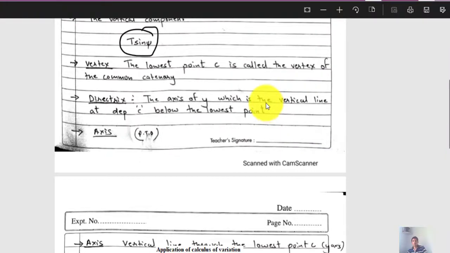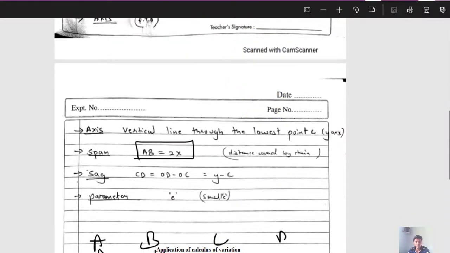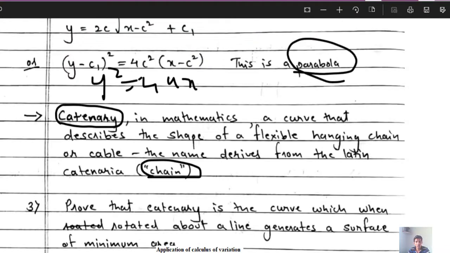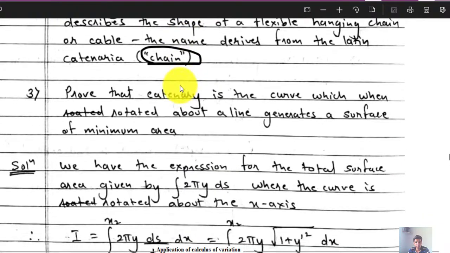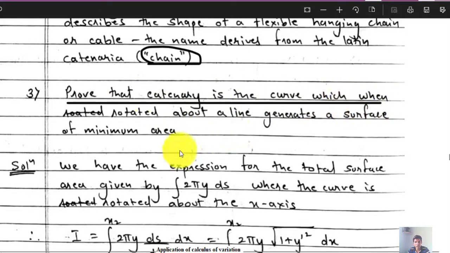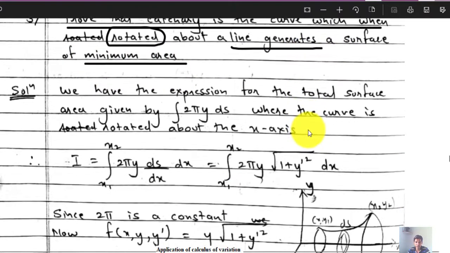So this was all about the catenary, right? Now let us move on to the catenary problem. Prove that the catenary is the curve which, when rotated about the line, generates a surface of minimum area.